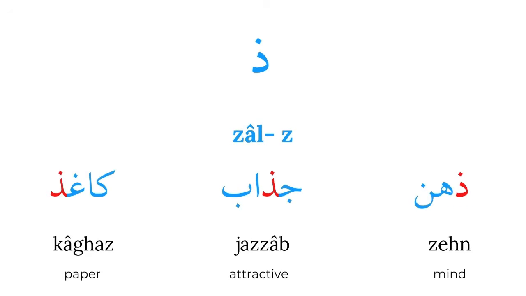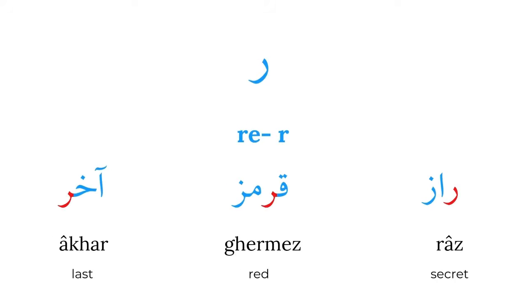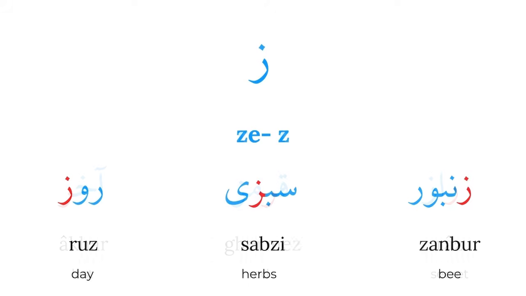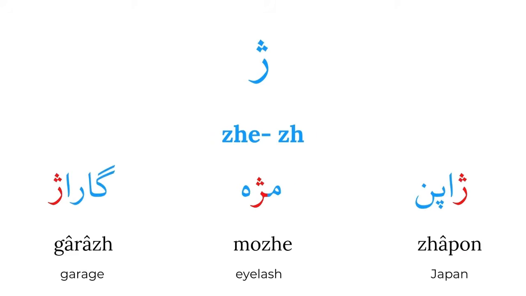Zal. Zal is one of 4 Z sounds. ذهن, جذاب, کاغذ. ر. راز, قرمز, آخر. ز. Here's our second Z sound. زنبور, سبزی, روز. ژ. ژاپن, مژه, گاراژ.